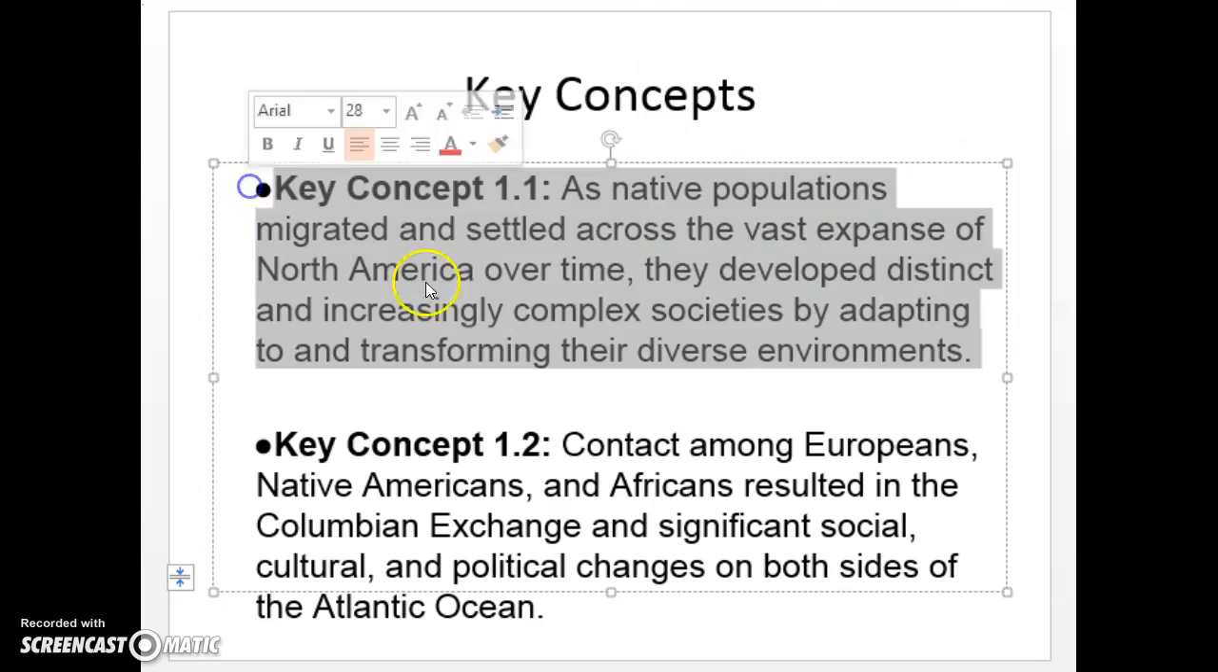As native populations migrated and settled across the vast expanses of North America, they developed distinct and increasingly complex societies by adapting to and transforming their diverse environments.